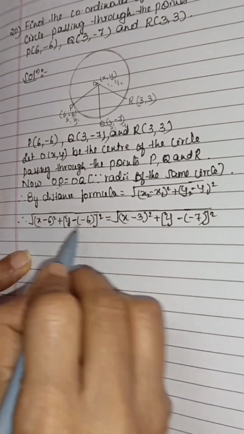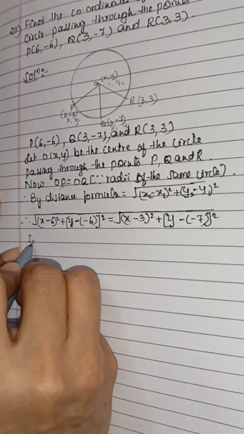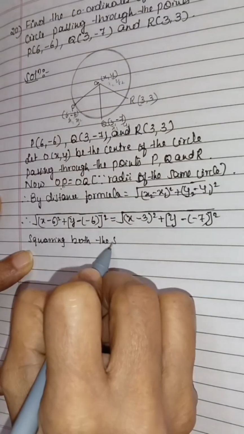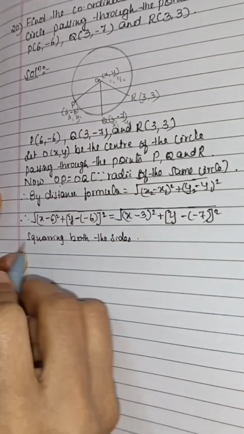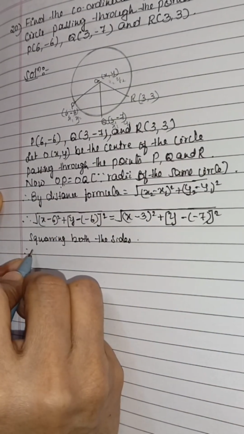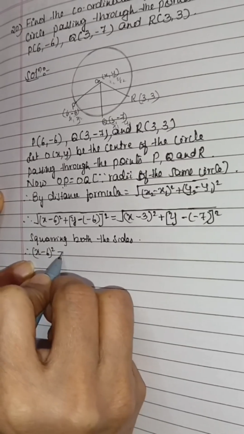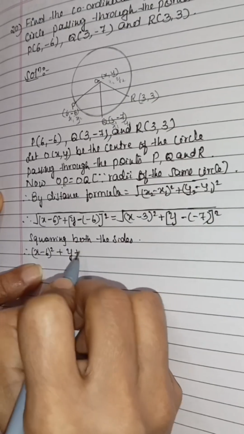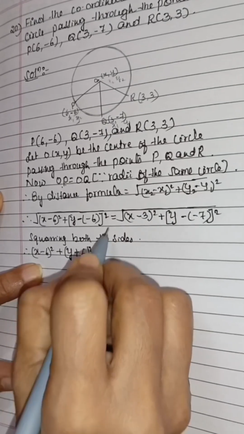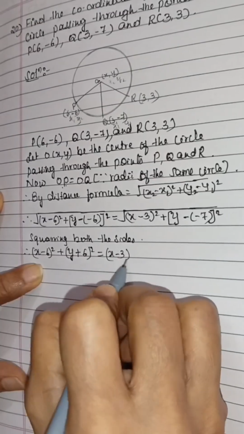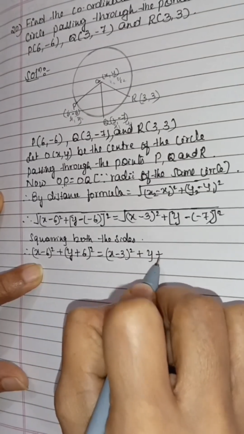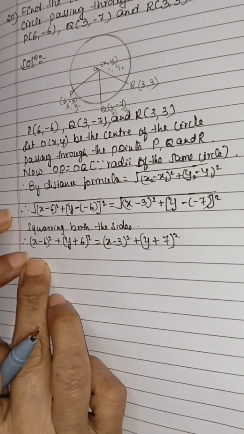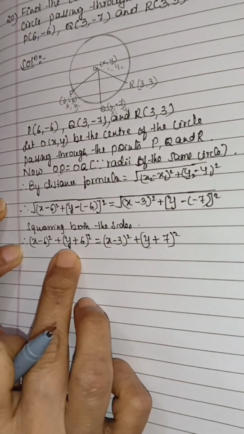Here we have to remove the square root sign, therefore squaring both sides. Squaring both sides means the square root sign will go. Therefore (x minus 6) whole square plus (y plus 6) whole square equals (x minus 3) whole square plus (y plus 7) whole square. Now we apply the (a minus b) whole square and (a plus b) whole square formulas.